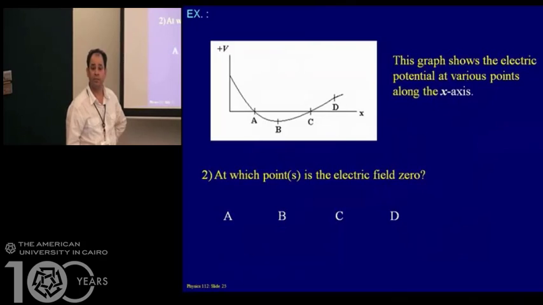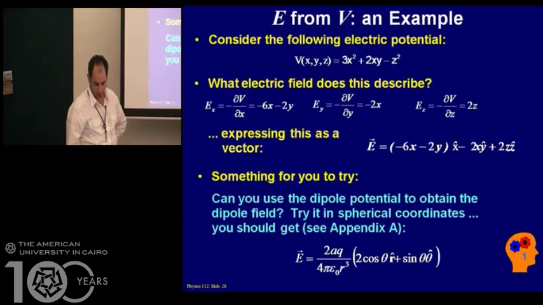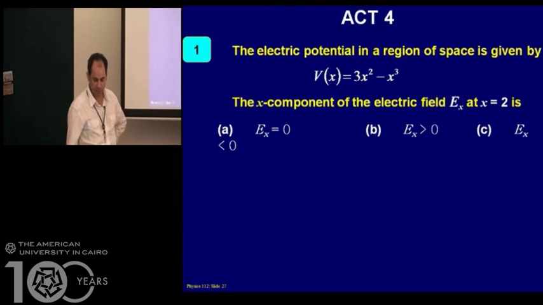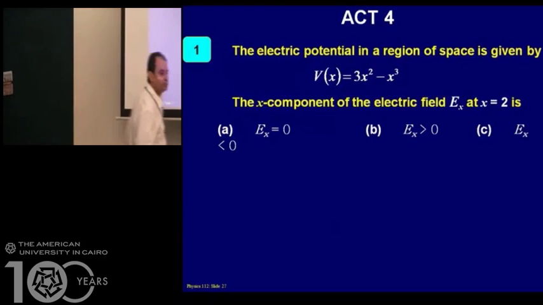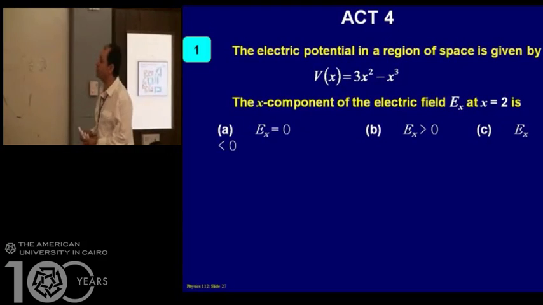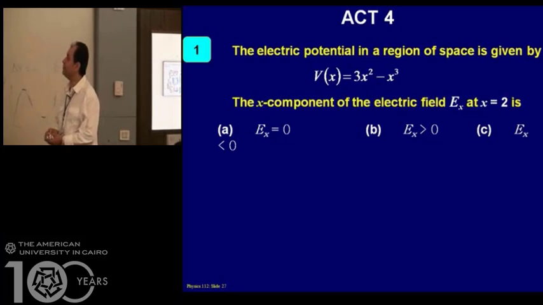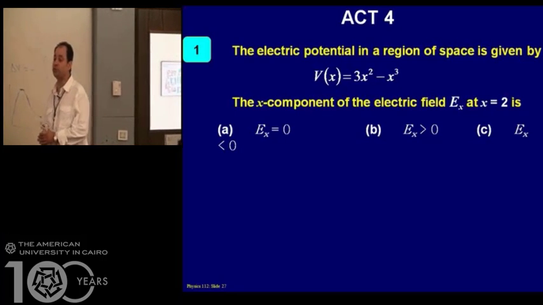If we know E, we can easily find V, and if we know V, we can easily find E. Now, we have an electric potential in a region of space that's given by 3x squared minus x cubed. Guys, can you find which one is the correct answer, A, B, or C? We need to find the x component of the electric field at x equal 2.